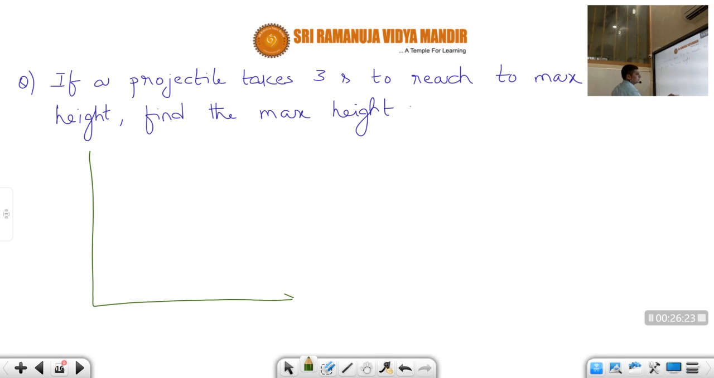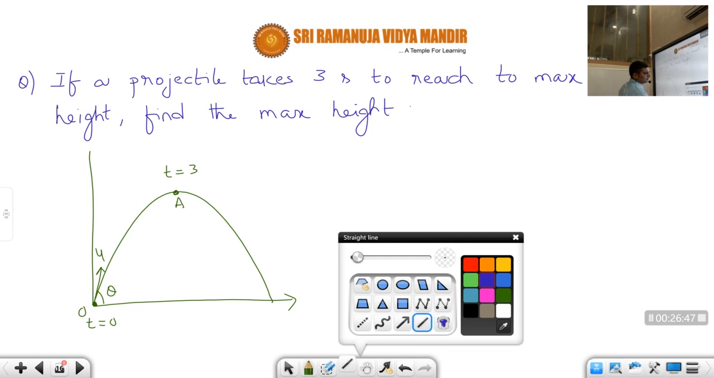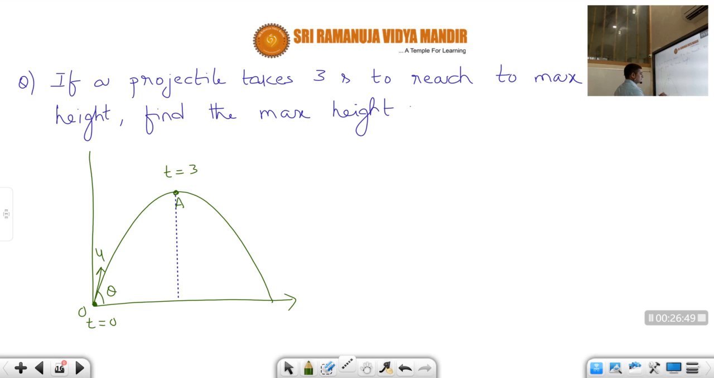For example, suppose let us say this one is going like this. Let us say this is the initial velocity u at angle theta. Let us say this is O, and let us say this is A. At O, time t equal to 0, by the time it reaches A, time t equal to 3 seconds. Then in that case, what is the maximum height they are asking? This maximum height is how much? That is what they are asking.